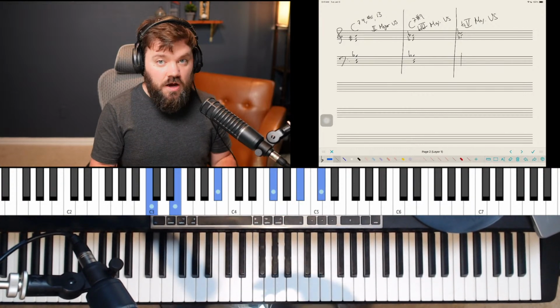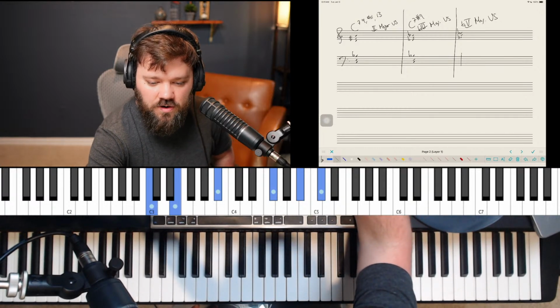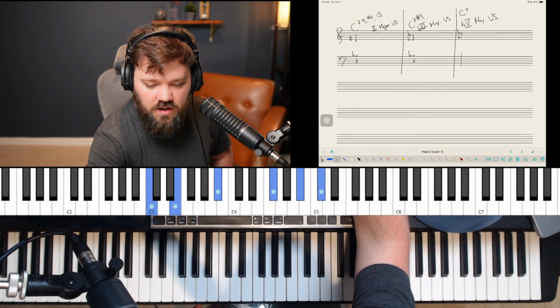It's just a lot of color at once. So that is our 7th. So that's C7 with a flat 9 and a sharp 11.